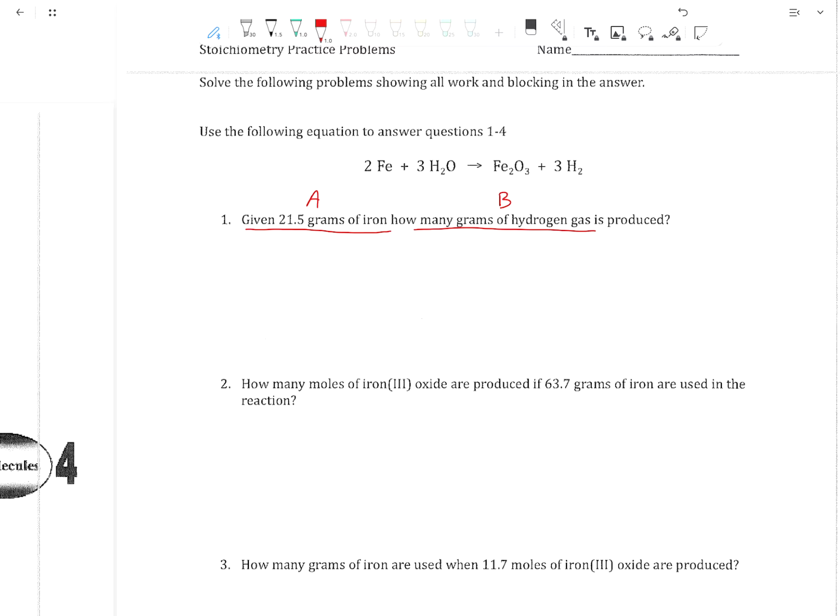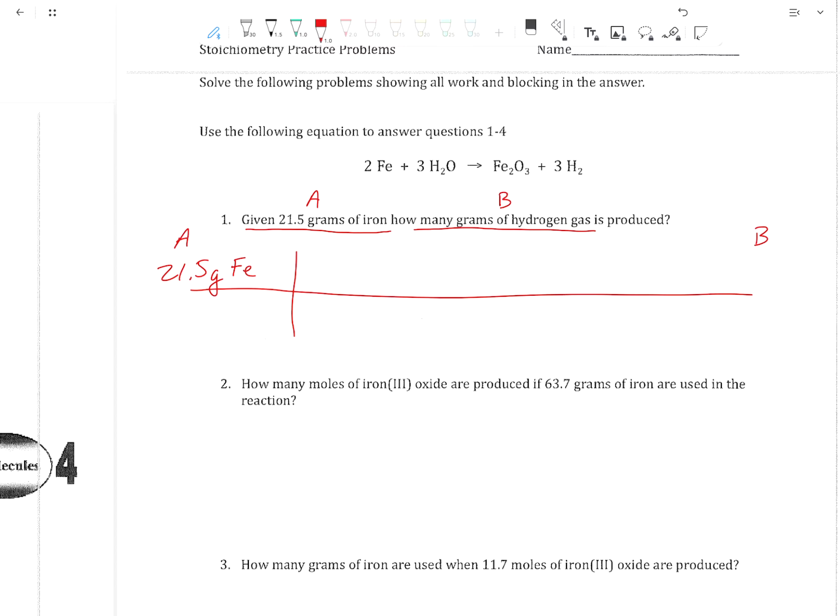Okay? And so the next thing we have to do is a little chart like so. Then we write down what we've been given, and that's going to be on our A side. And this is our B side. We always travel from A to B, left to right across the page. So let's write down 21.5 grams of iron, right? And this is a mass-to-mass problem. It's the longest one out of the Stoich problems. It's most likely the hardest one. But let's go ahead and work this.